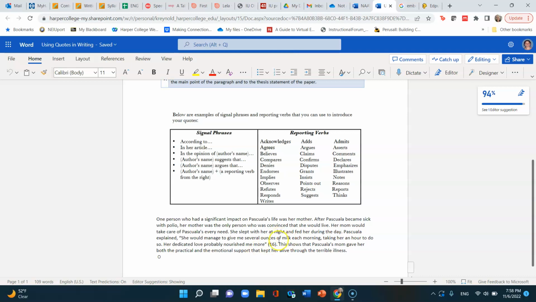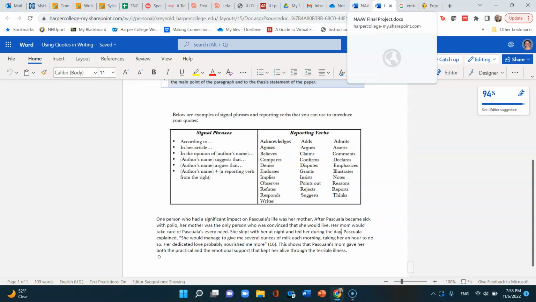After the quote, I say, this shows that Pascuala's mom gave her both the practical and the emotional support that kept her alive during the terrible illness. So after a quote, it's a great idea to use the words "this shows," because that provides a link to my own ideas about the topic. I never want to just end with a quote.